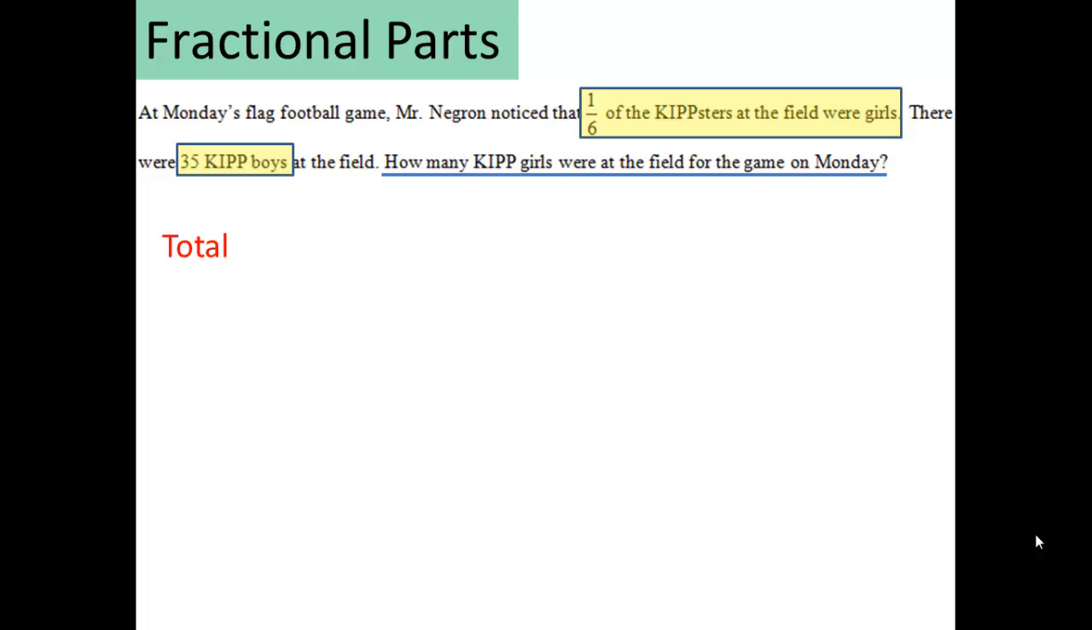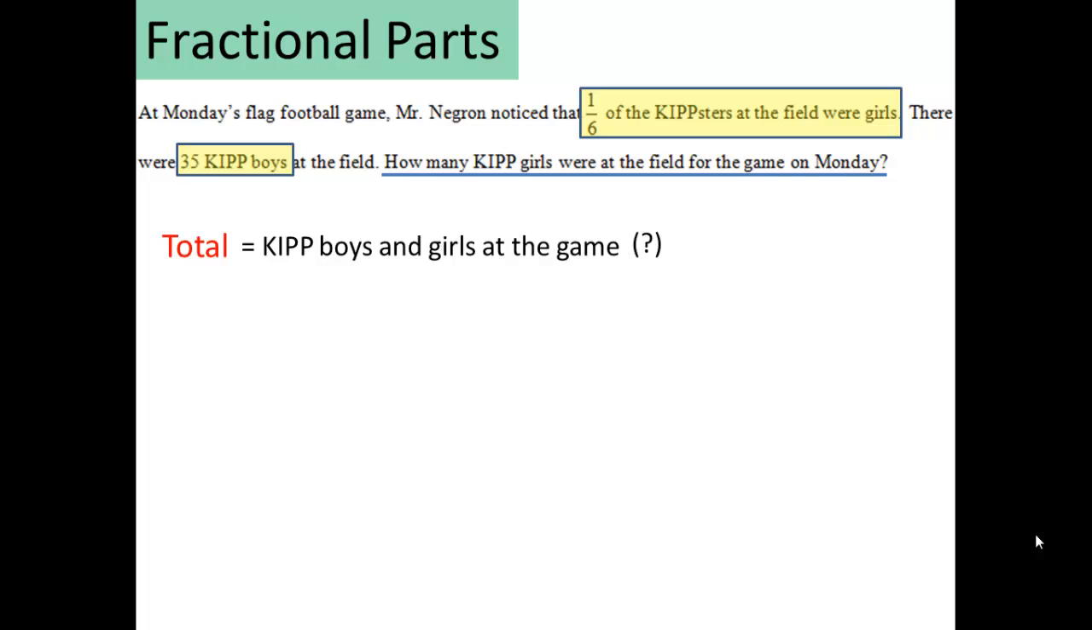Okay, turn and talk to a partner, or if you don't have anyone there, start talking to yourself. What's the total about? Go ahead and do that. Okay, did you say that the total was the girls? Because if you did, you'd be wrong. If you said it was the boys, you'd be wrong. It's actually the Kip boys and girls at the game. It's both boys and girls. That's the total. So what do we do next?